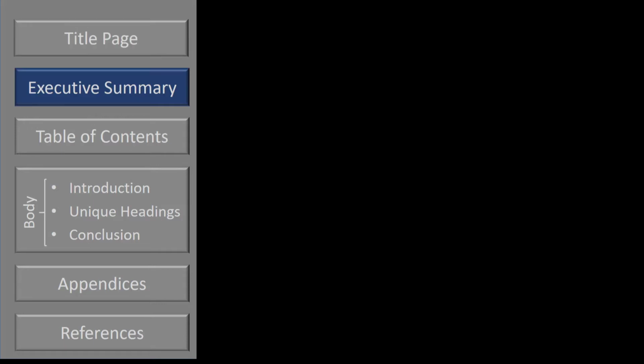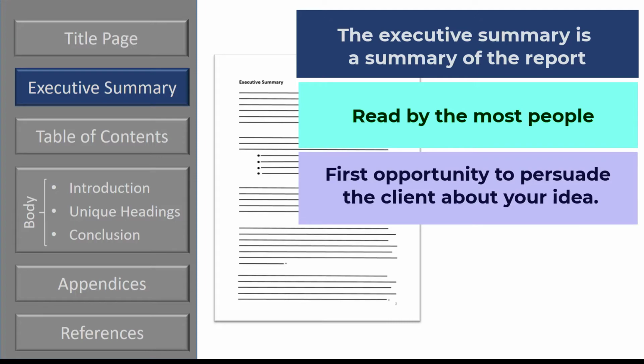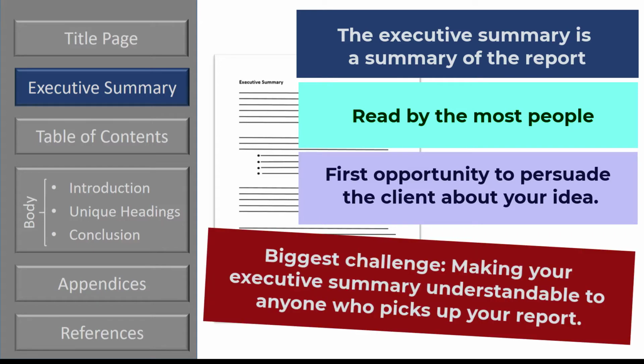The next section is the executive summary. The executive summary is a short summary of the whole report, often just 1 page, but sometimes longer. The executive summary is perhaps the most important part of your report. It's read by the most people, and it's your first opportunity to persuade the client about your idea. With a strong executive summary, your client will want to read the rest of your report. With a weak executive summary, perhaps the client stops reading. Your biggest challenge is making your executive summary understandable to anyone who picks up your report.